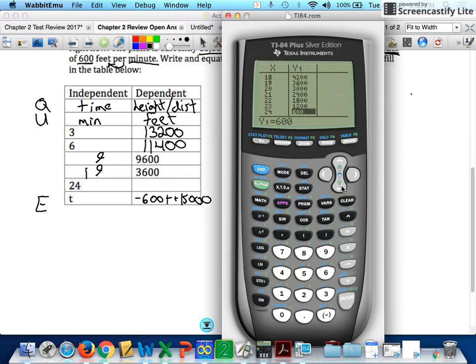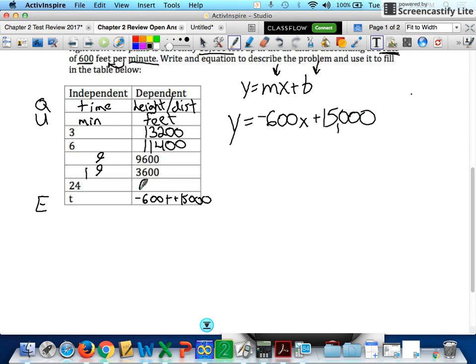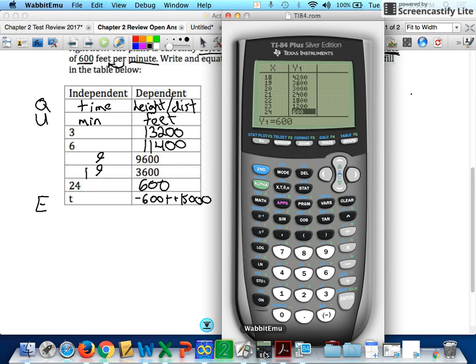24 minutes in, we have 600 feet. And I know I'm going down by 600 every single minute, so I'm thinking about 25 minutes. So once this plane starts its descent, it takes 25 minutes until it hopefully safely lands on the ground.